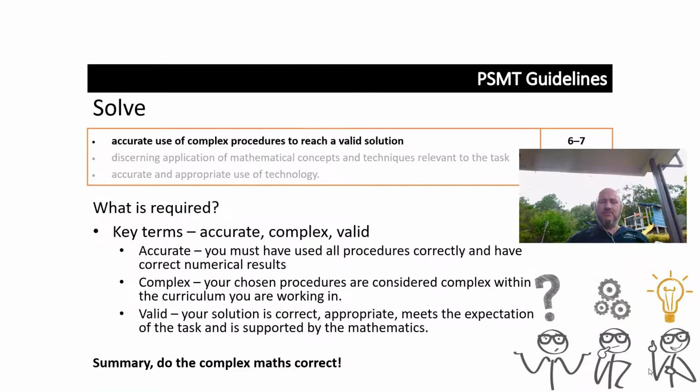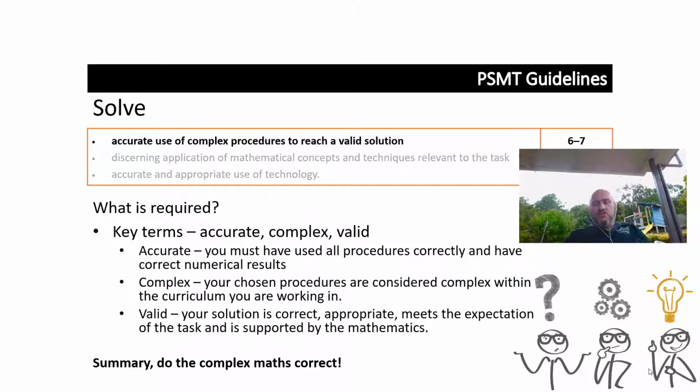That's the difference. Complex, your chosen procedures are considered complex within the curriculum you're working on, and it will typically mean that you're using procedures from this unit. If you're doing a database one, you're not just relying on pie charts and bar charts, but you're actually applying stem and leaf and box plots or whatever it is that's important for this unit. So just keep that in mind. Complex doesn't mean that you have to go off and find new things that you've never been taught. It just means that you have to use the things that you've been taught now and use them well.